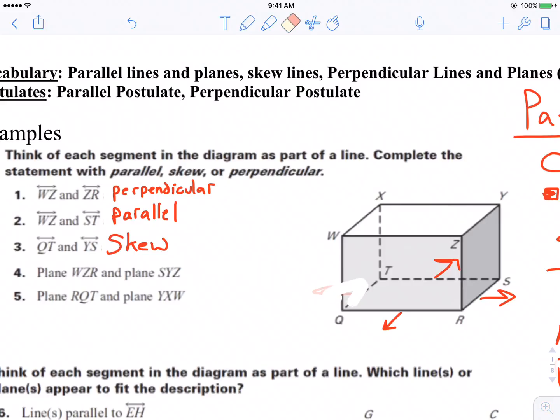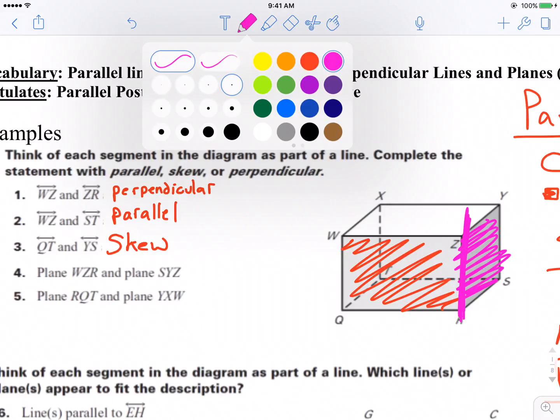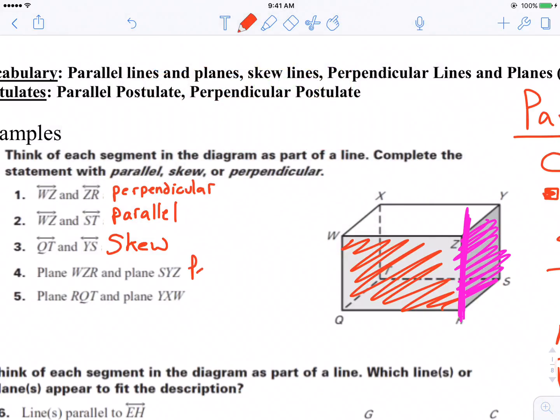So let's take a look at the first 2 examples here. Plane WZR, so 3 letters here. WZR is the front plane. We'll highlight that one red. SYZ is the side plane right here. These two intersect at that exact point, and so they are perpendicular.